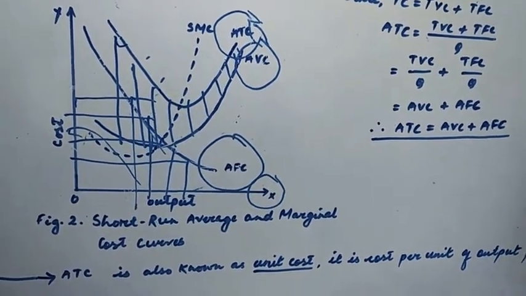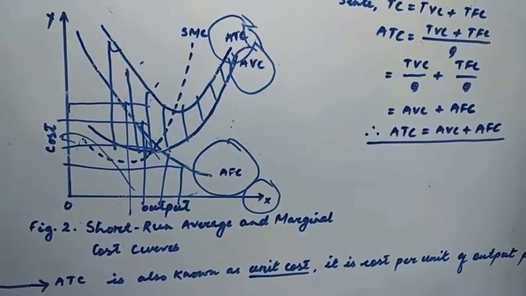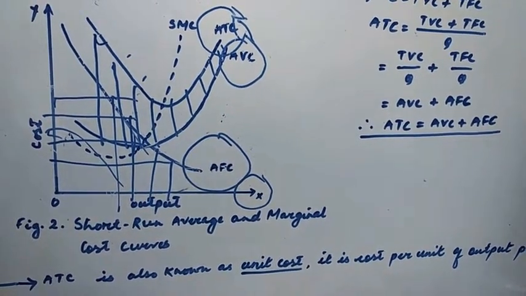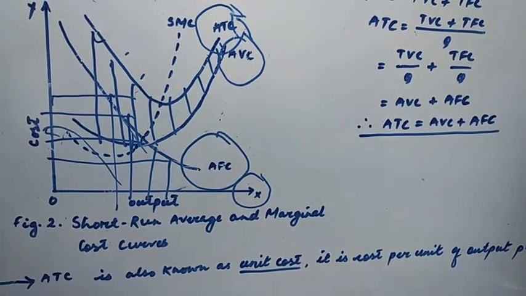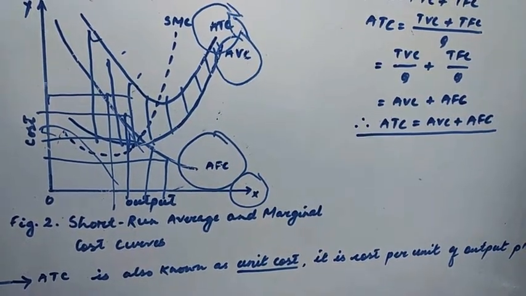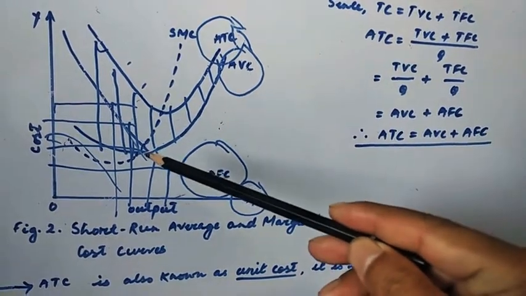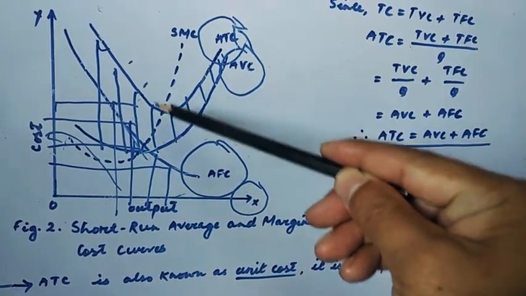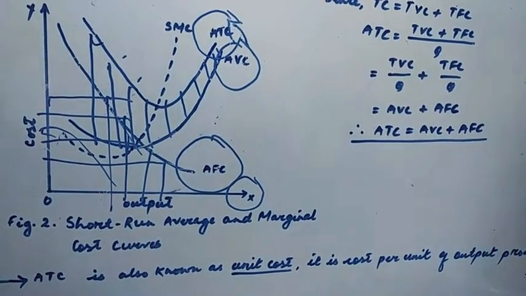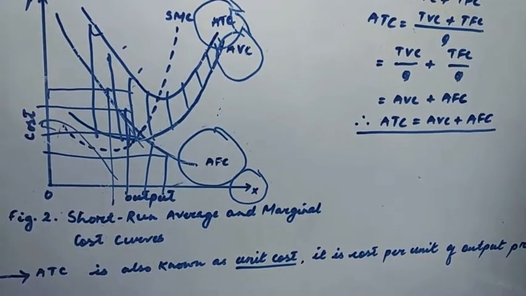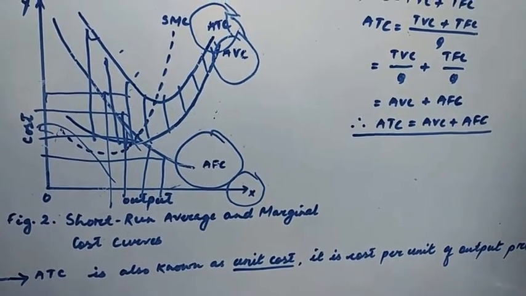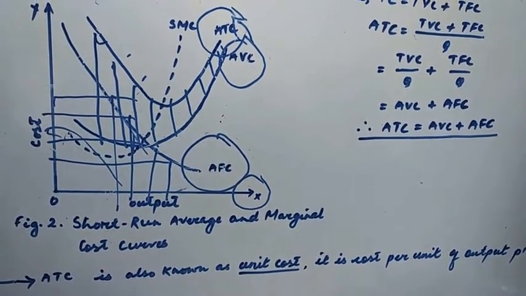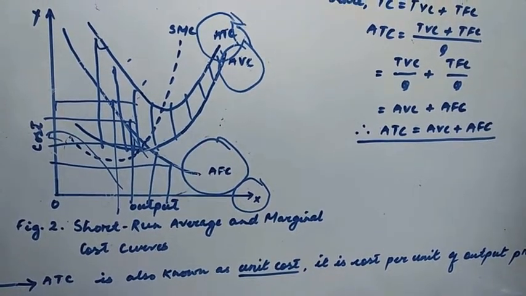And one important point that you have to note is that when the average variable cost curve begins rising, the AFC curve is falling steeply. So when AVC is rising, this ATC is still falling down very steeply. The ATC curve continues to fall even if AVC starts to rise. But this ATC is even more falling down.